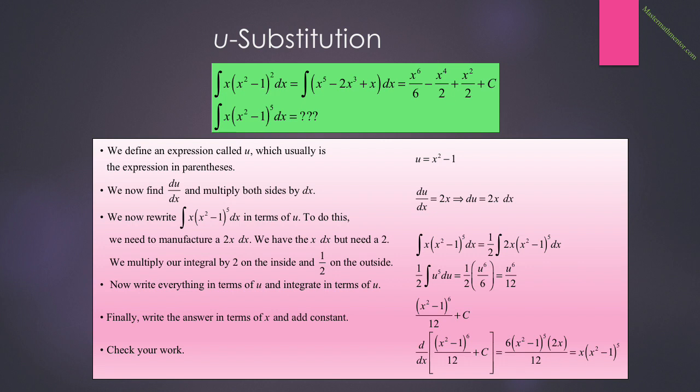When students first learn this technique, it is always good to check work. So if we take the derivative of our answer, x squared minus 1 to the sixth power over 12 plus c, we end up getting 6 times x squared minus 1 to the fifth power times 2x all over 12. The 6 and 2 cancel the 12, and we are back to x quantity x squared minus 1 to the fifth power.